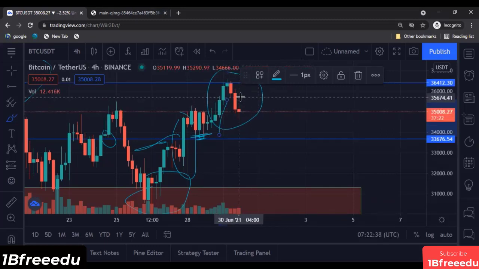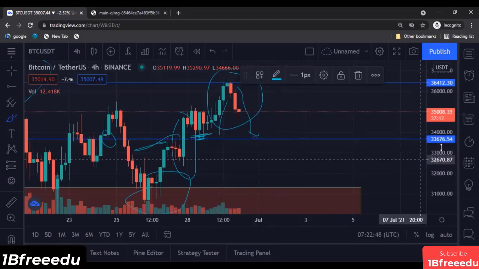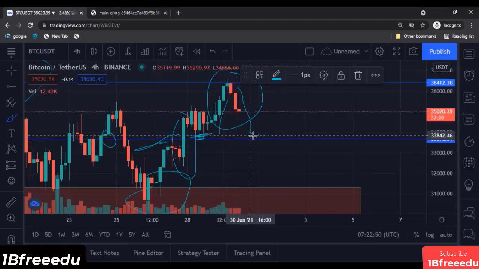So now we can expect that if the price continues to fall, like we can see that it is also forming a bearish candle, it will touch here at this point, around 33,676, and then it will successfully bounce back from here. So now we will move to the moving and exponential moving averages.